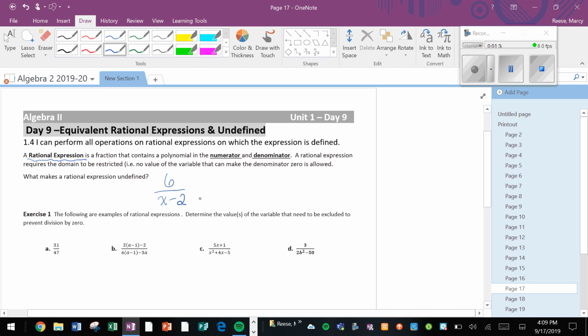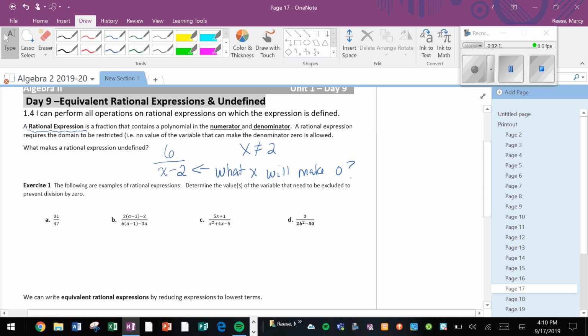So I have to figure out what x value will make that 0. What x will make 0? And you should say when x is equal to 2. When x is equal to 2, it would make the denominator equal 0, and that is the undefined value. It means that x cannot be 2 because at 2 it's undefined. There's no definitive output for it. Okay, so that's what makes it undefined.